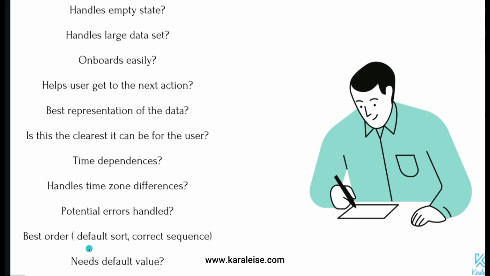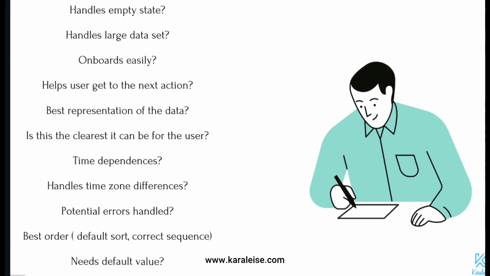What about large data sets? What happens if you have a lot of data, millions and millions of rows of data? How will your system respond? Sometimes the data set never gets that large, but sometimes it does. Do you need to have paging? Do you need to have lazy loading? How will the performance be when there's millions of rows of data, or thousands and thousands?